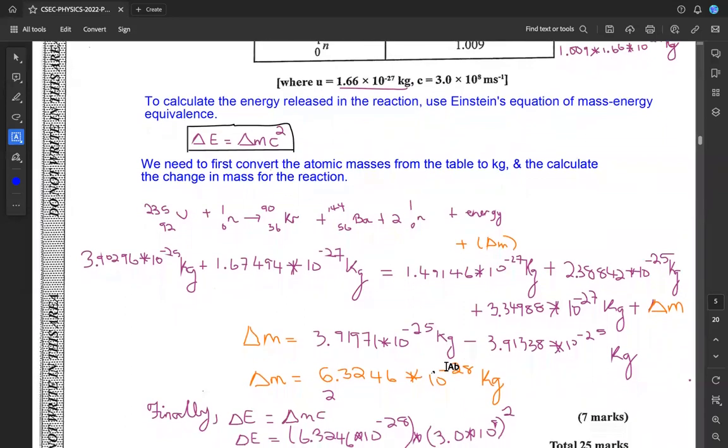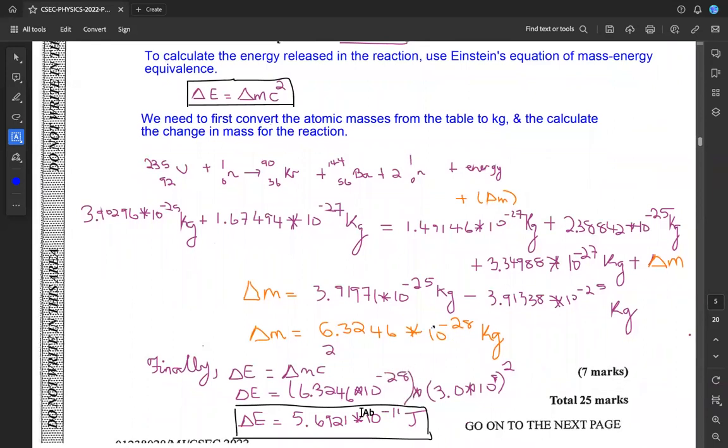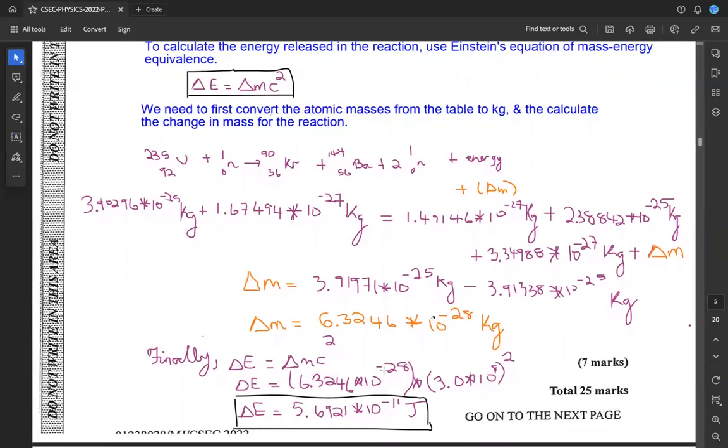And then finally, to find the energy, now we're going to have to apply this Einstein equation, right? So then my delta E will be equal to delta M c squared. And I just calculated my delta M, so I'll just plug that in here, right? So that's 6.3246 times 10 to the negative 28 kilograms times 3.0 times 10 to the 8 squared. That's c squared, okay? So then, finally, for my delta E, when I plug this into my calculator, I come out with a value of delta E of 5.6921 times 10 to the negative 11 joules, right?